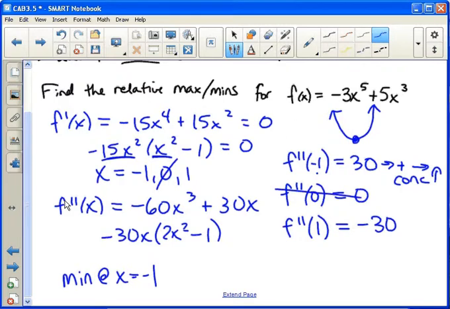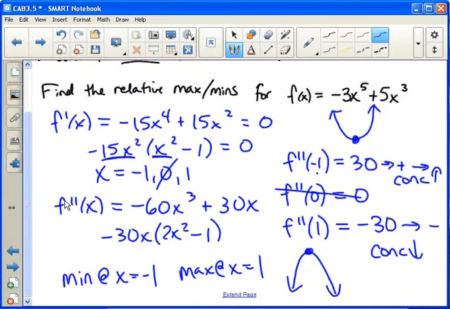Now if we plug positive 1 into the second derivative, we get a negative number. And we know a negative second derivative implies our original is concave down. So think about the shape of concave down. That means we must have a maximum. So we have a maximum at x equals 1. So that's the second derivative test and how you can use the second derivative to determine where you have maximums and minimums.